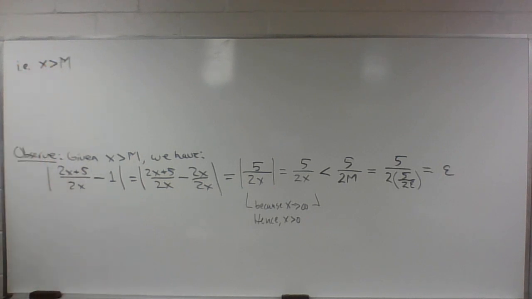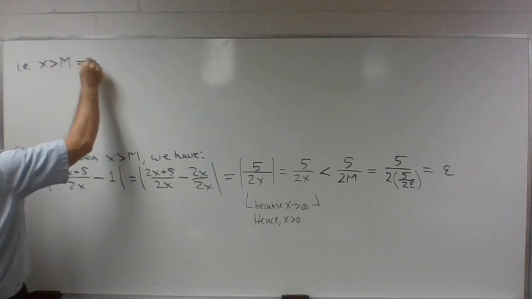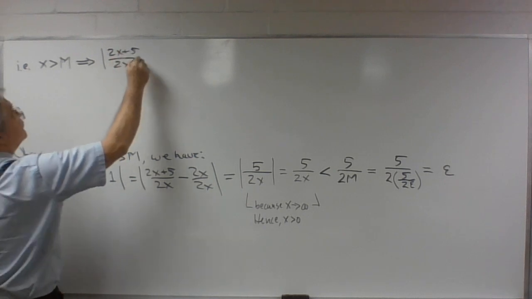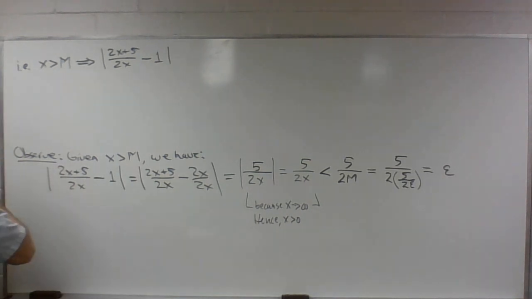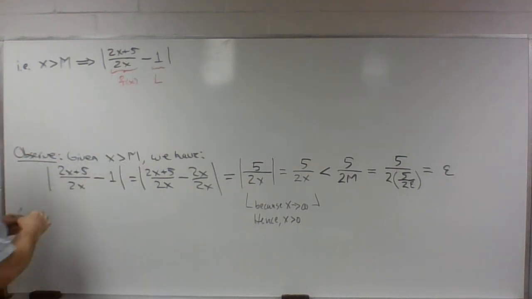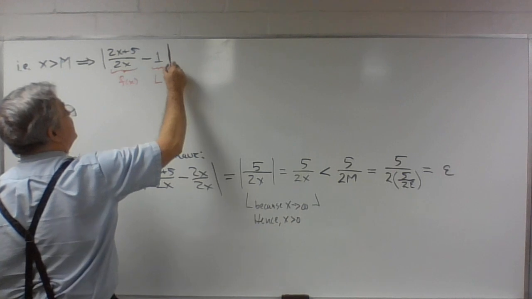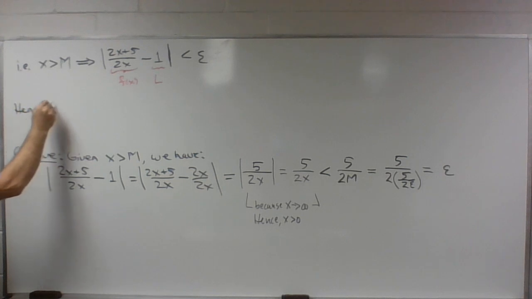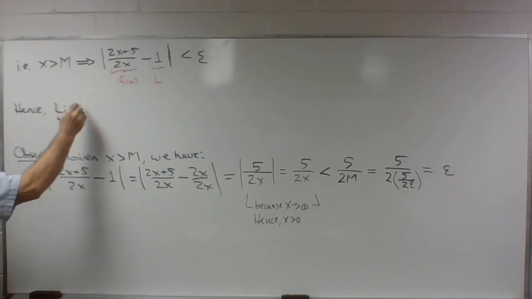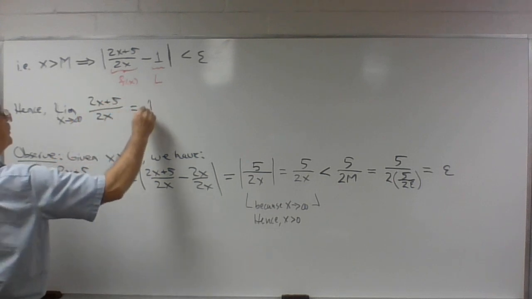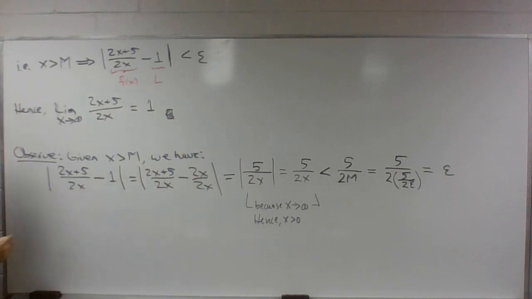We started out with x greater than m, and what did this do? It caused 2x plus 5 over 2x, our f of x, minus 1, so this is f of x minus L, it caused this difference, f of x minus L, to be less than epsilon. Hence, the limit as x approaches infinity of f of x equals our limit 1. Bravo.